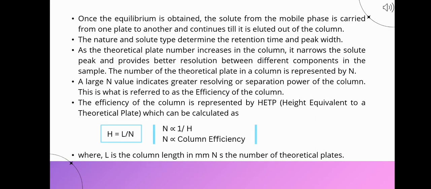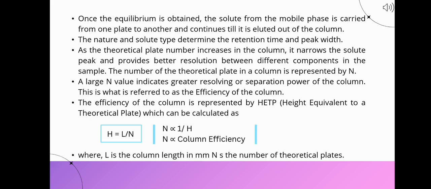The mobile phase is carried from one plate to another and continues till it is eluted out of the column. The nature of the solute determines the retention time and the peak width. As the theoretical plate number increases in the column, it narrows the solute peak and provides better resolution between different components in the sample. The number of theoretical plates in a column is represented by N. A large N value indicates greater resolving or separation power of the column. This is what is referred to as the efficiency of the column.